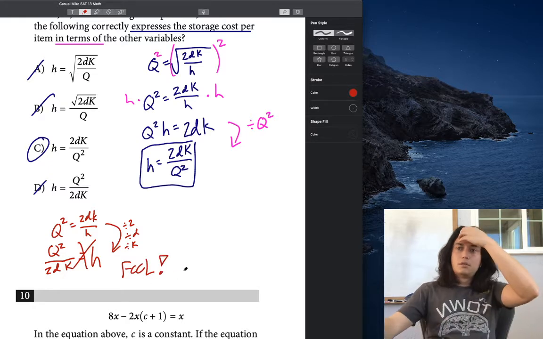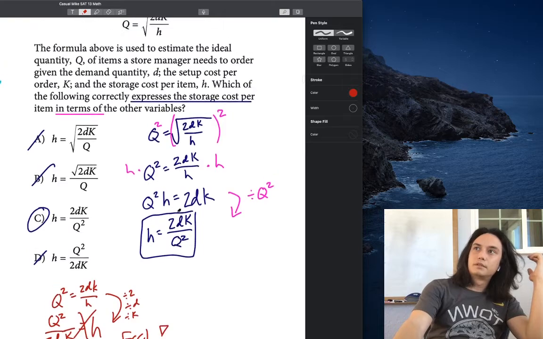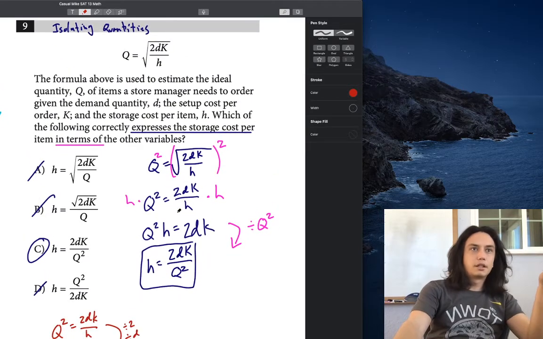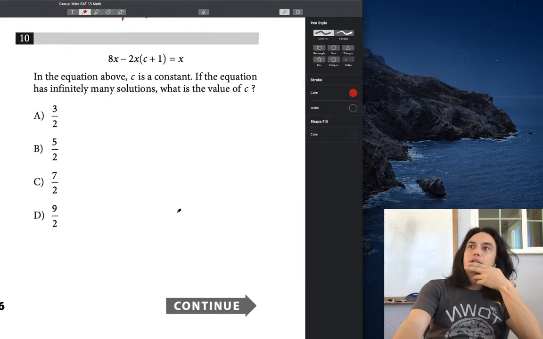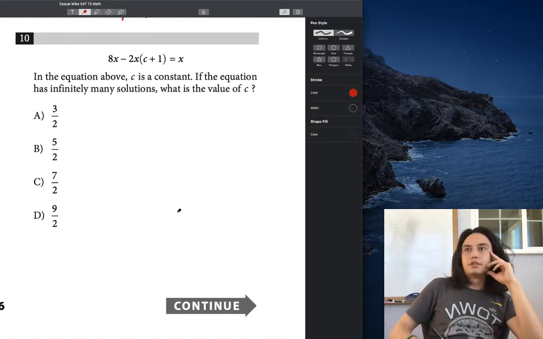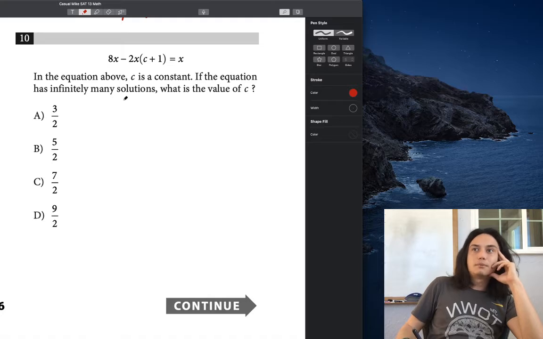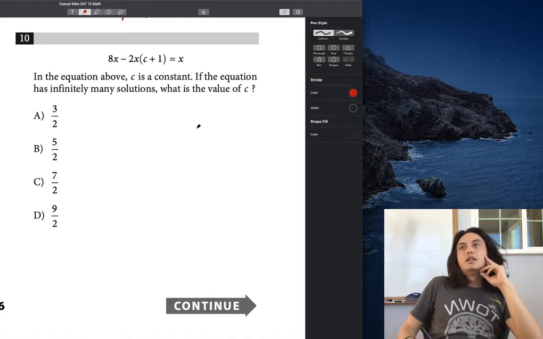All right. What is that? Was that question 9? Yeah, it was. Question 9, I got it right? It's C, great, cool. Question 10. In the equation above, C is a constant. If the equation has infinitely many solutions, what is the value of C?